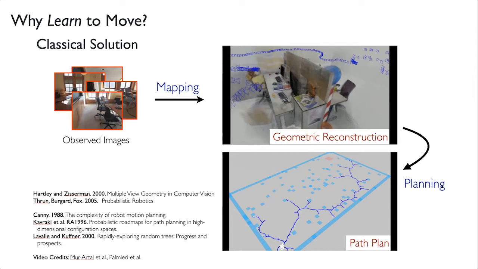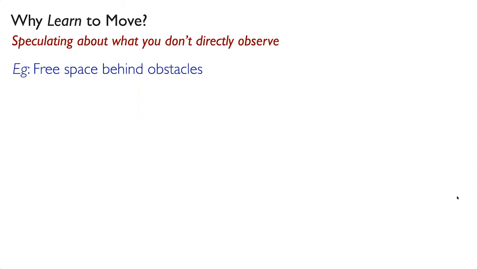I won't go into the details. There is a mapping phase. You build a geometric 3D reconstruction of the world, and then you can do path planning on that and so forth. In my view, why learning still makes sense for this problem of robot navigation is that learning can allow us to speculate what we don't directly observe. And this comes about in lots of different ways.